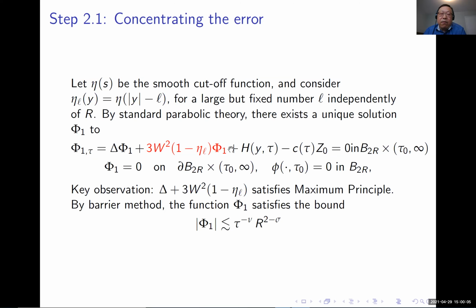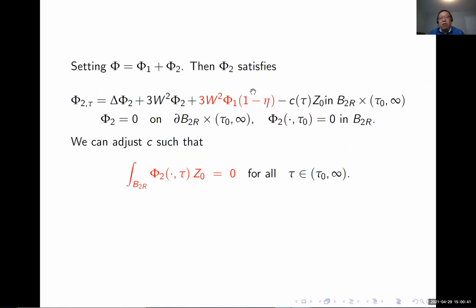So first we solve this parabolic problem with some cutoff in the potential. Now, we know that this linearized operator satisfies the maximum principle outside a fixed region. The only problem is in the inner part, okay? So you just do a cutoff, okay? And then you can solve this by the sub and super solution method, okay? And you can get a solution that's called phi one. And so then your error now is concentrated enough. It's of compact support enough, okay?